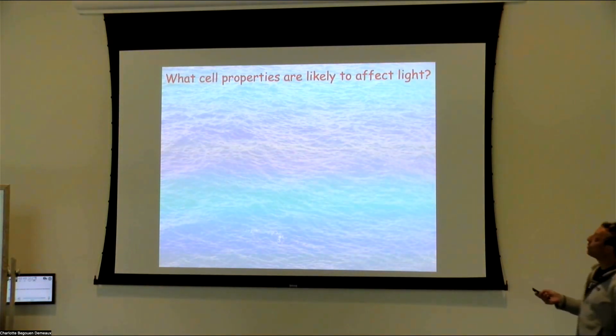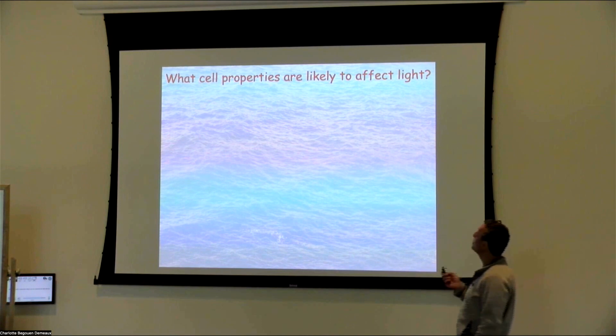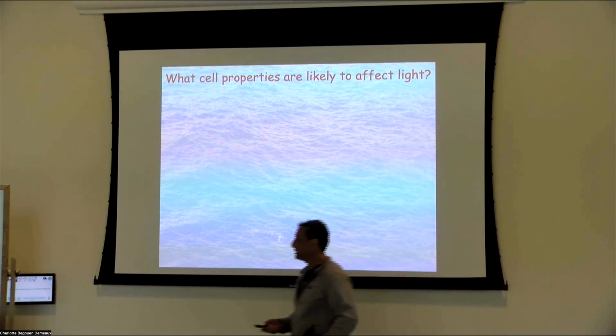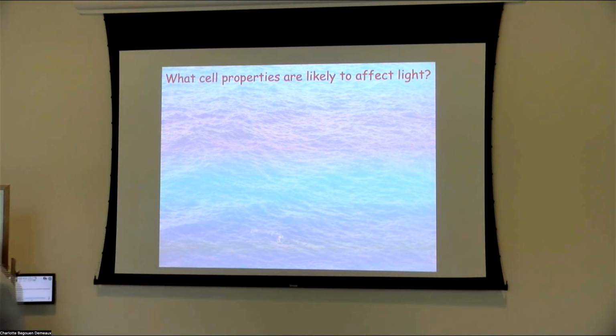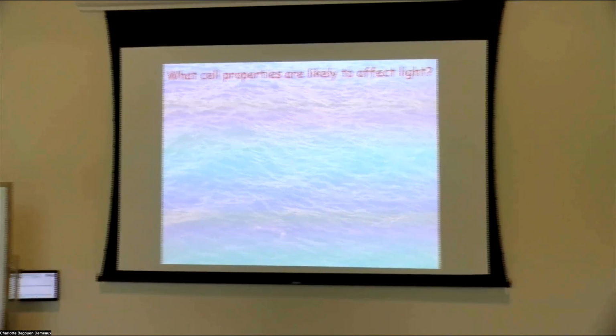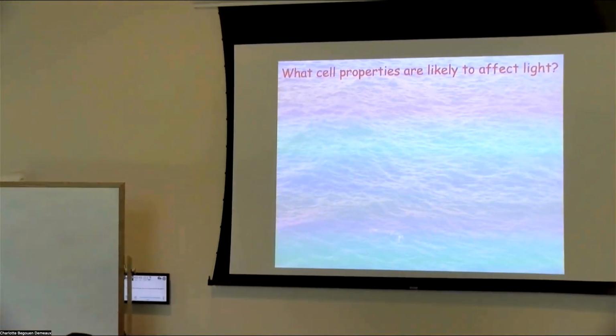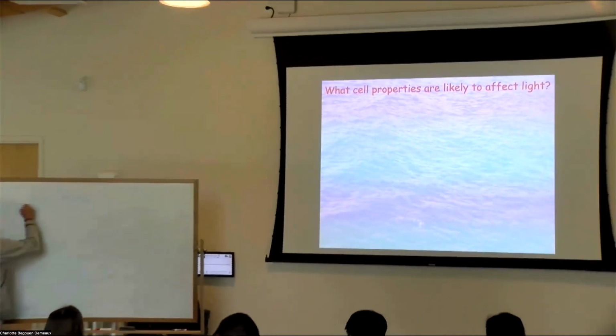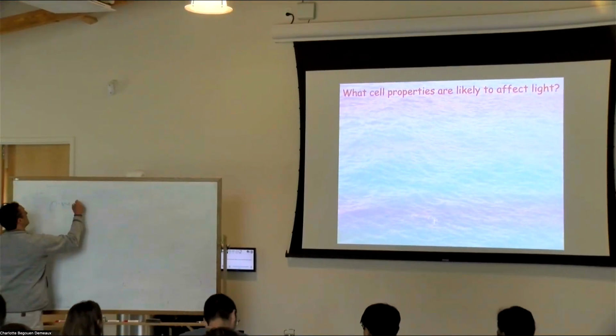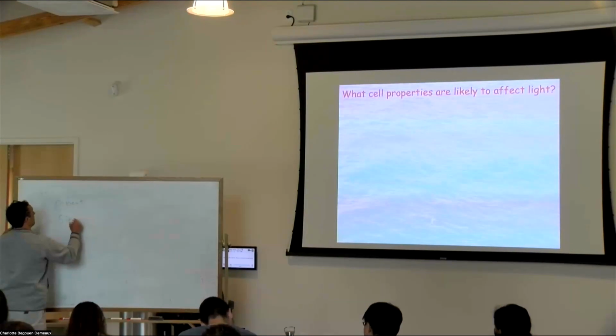So what cell properties are likely to affect light? What do you think? We talked about some things before. What are the things you think about? What is the pigment effect? It absorbs light, so it's absorbing. We saw that size is affecting. What else?